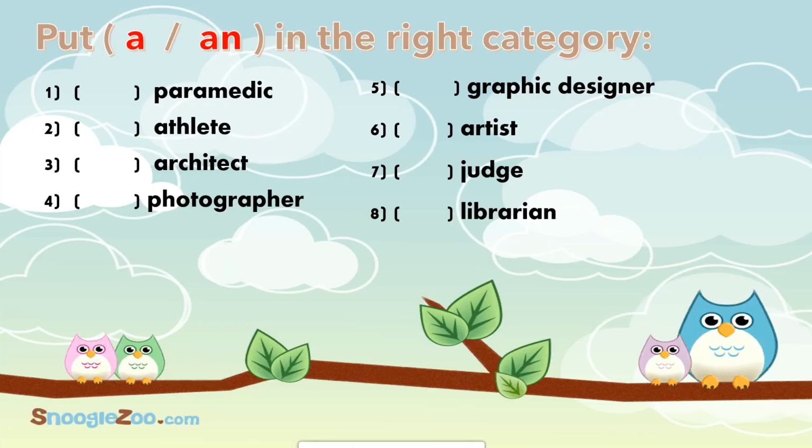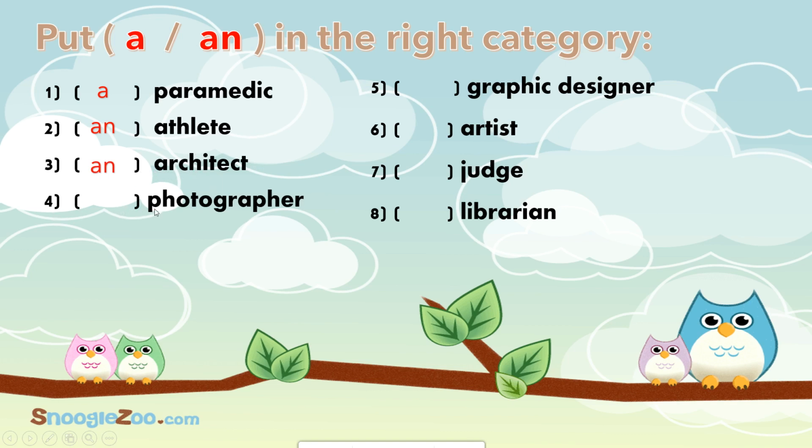Now, we're going to put a or an in the right category. Number 1, we have paramedic. Is P a vowel? No, it's not. So we use a. What about number 2, athlete? Is A a vowel? Yes, it is. So we use an. Number 1, a paramedic. Number 2, an athlete. Number 3, architect. Is A a vowel? Yes, it is. So we use an. Number 3, an architect.